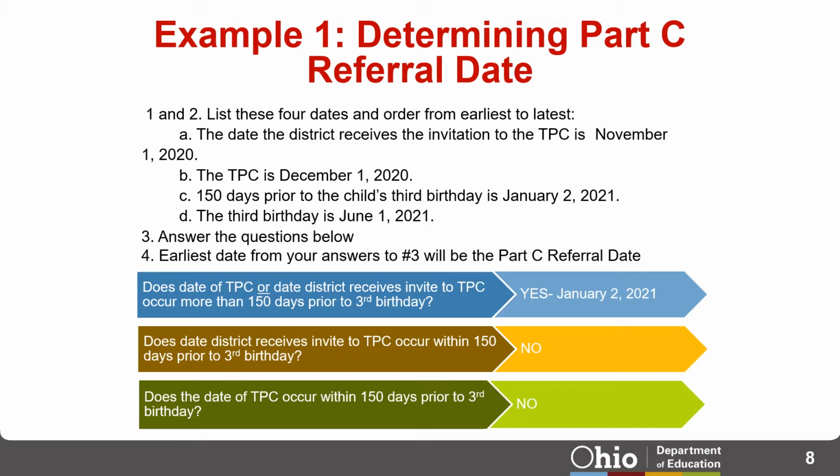Does the date the Part C representative first notified the school district about the child occur within 150 days prior to the child's 3rd birthday? No. Does the date of the Transition Planning Conference occur within 150 days prior to the child's 3rd birthday? No. We would then move on to step 4, determining the earliest of the yes responses. Based on those answers, January 2nd, 2021 would be the child's Part C referral date, which is the 150 days prior to the child's 3rd birthday.